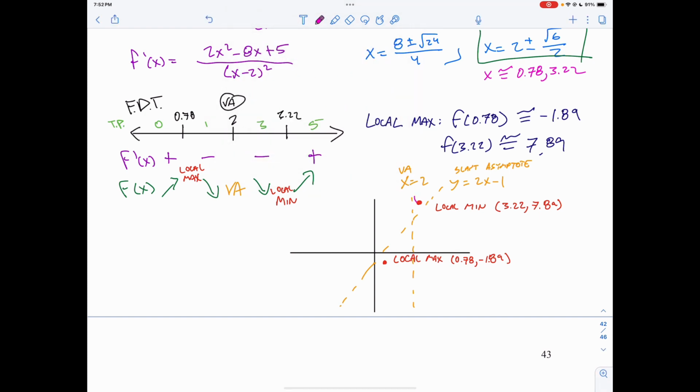Here it is approaching the asymptote and increasing. Here it is approaching the asymptote and decreasing. And there's my graph.